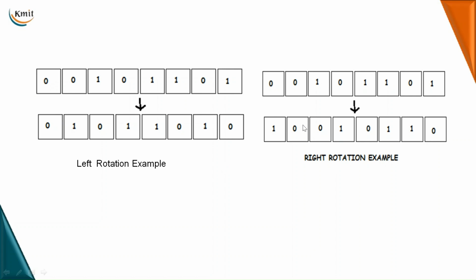In case of a right rotation, the contents of my register are shifted towards the right. So 0, 0, 1, 0, 1, 1, 0, and this 1, the LSB, will take the place of the MSB. So this is a right rotation. So you are just circularly moving the contents towards the left or right without any loss of information in case of a rotate right and rotate left.